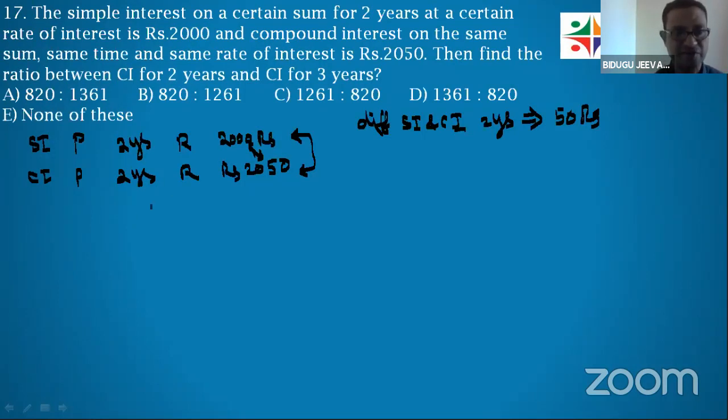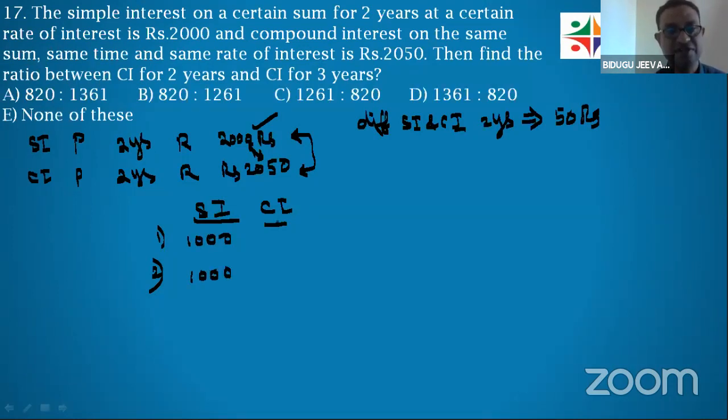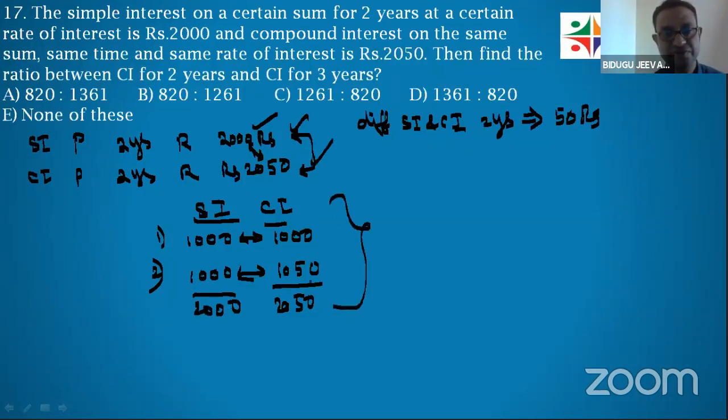Or if you want, I'll write once again. Simple interest for 2 years, SI, CI, first year, second year. 2 years, 2000. That means 1000, 1000. You know very well that simple interest for the first year and compound interest for the first year are the same. So this will be how much? 1050. This total is 2050, and this total is 2000.